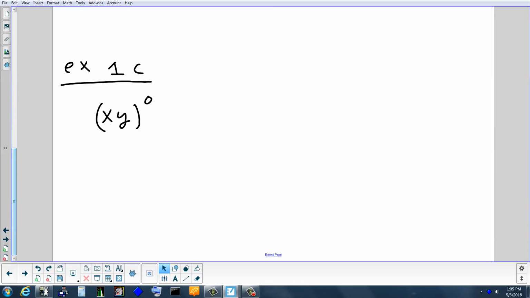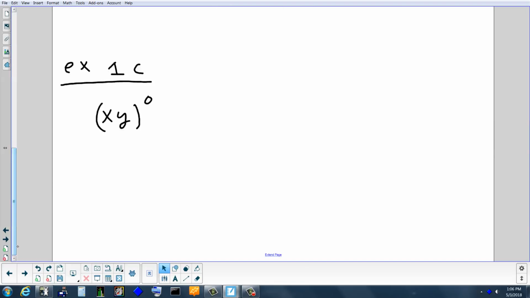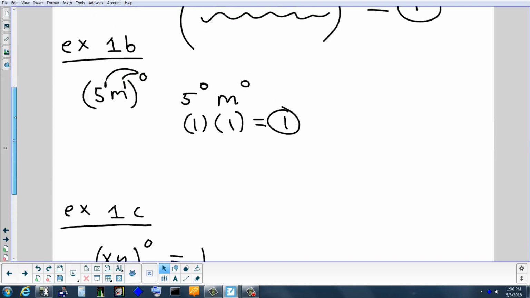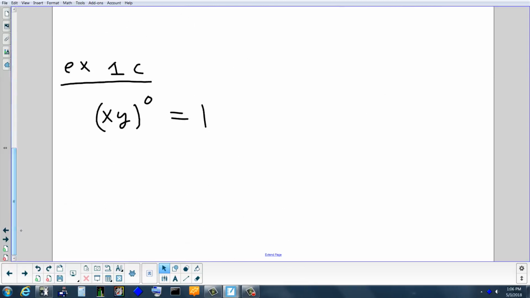So think of this problem like this. Doesn't matter what's inside here. You can have X equals 1, anything you want. So what would you get here? It would be 1. It doesn't matter, because all you have to do is 1 times 1 is 1 because anything to the 0 is 1. It doesn't matter what you put inside. Anything to the 0 power is 1. Questions on that one? All right.